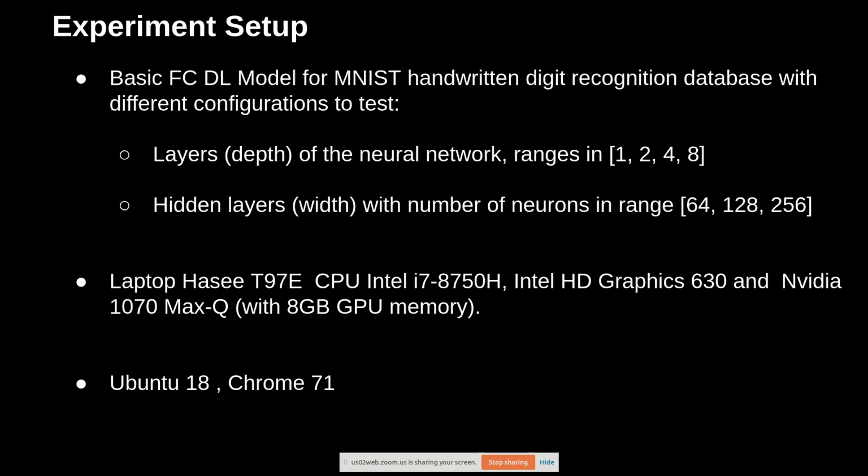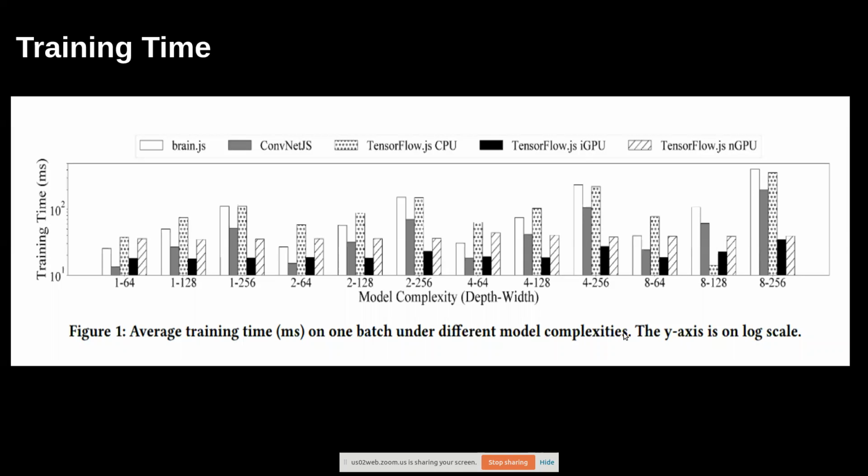The same platform was used for all of them, the laptop, and 2 types of graphic cards were used, the integrated one and the standalone NVIDIA 1070, with the same operating system, Ubuntu, and the same browser, Chrome. For the first results, the training time, we can see that with these different configurations there were different responses. Some of them make sense. Some of them can give us some information about the hidden parameters that we are trying to figure out in the browser.